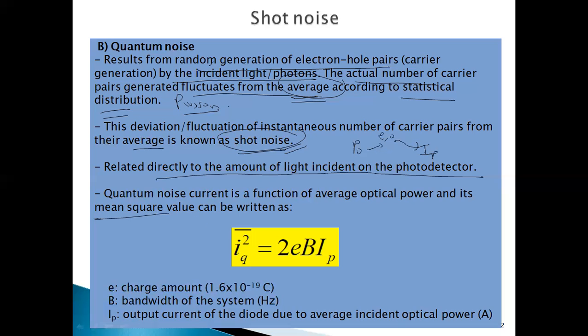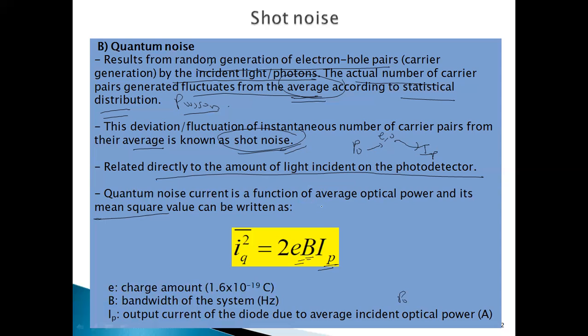The iQ squared is the mean square of the quantum noise current, which equals 2 IP e B. Here e is the electron charge, B is the bandwidth, and IP is the photocurrent produced by the average incident optical power, P naught. Same as I mentioned just now, IP is the output photocurrent of the diode generated by P naught.